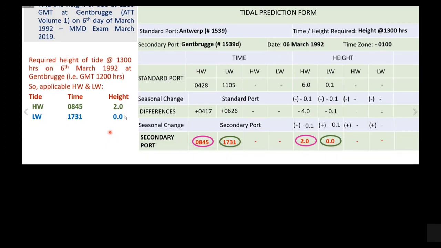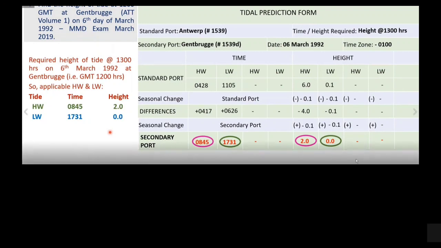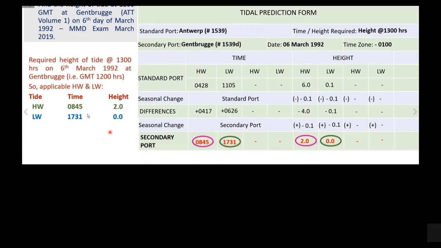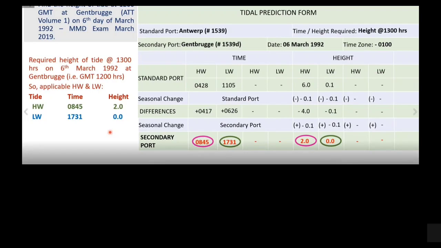So up to here, any doubt in your mind, beta? Okay, great. So once we got these figures, इसके बाद बेटा हमें 1300 टाइम के लिए हाइट चाहिए थी. So as we do in ATT1, we have to go to that standard port graph. उसी ग्राफ से हमें intermediate times की हाइट मिलती है. So in this case, Antwerp is our standard port. So we picked up the graph of Antwerp.